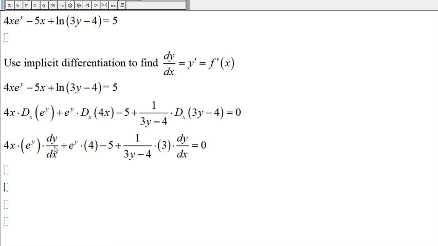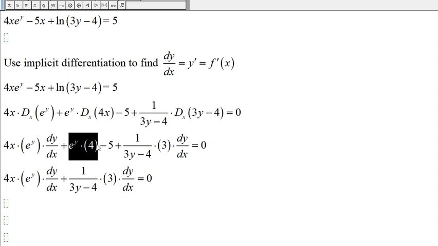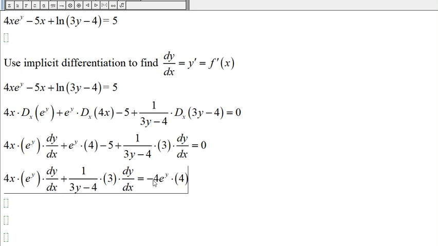So since we're solving for dy/dx, then we'll move all the terms with no dy/dx to the right side. So this term right here, this is 4 e to the y. So when we move it, it becomes negative 4 e to the y. And this is a minus 5. When we move it to the right, it becomes plus 5. And then this term has the dy/dx, so we'll keep it. And this term has the dy/dx, so we'll keep it.